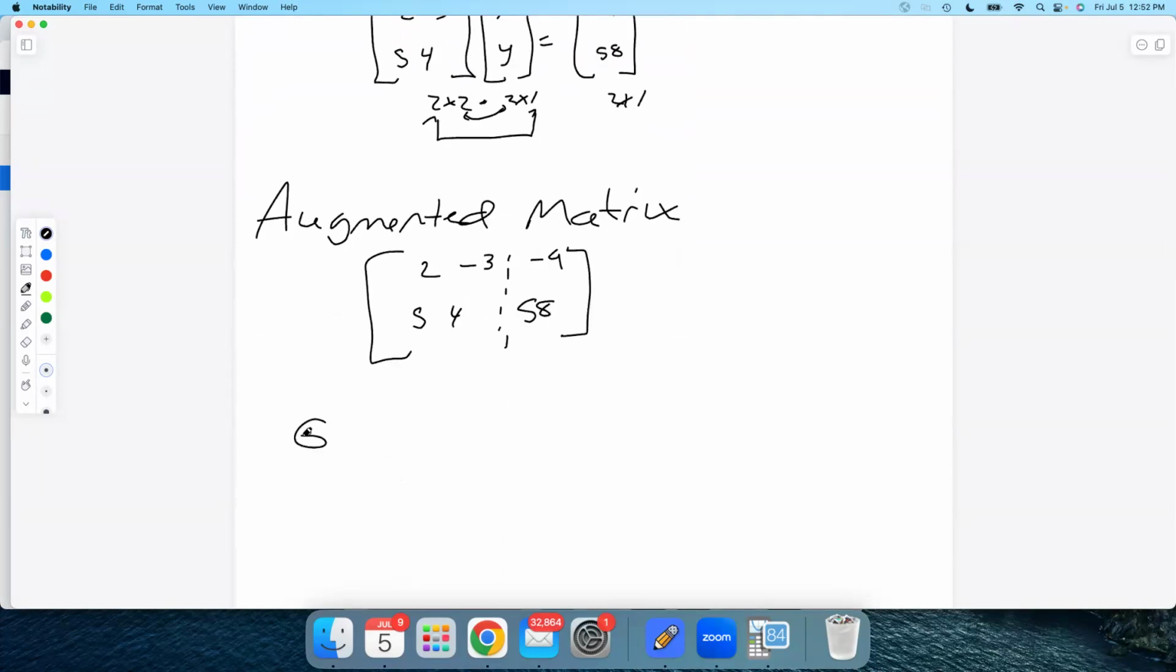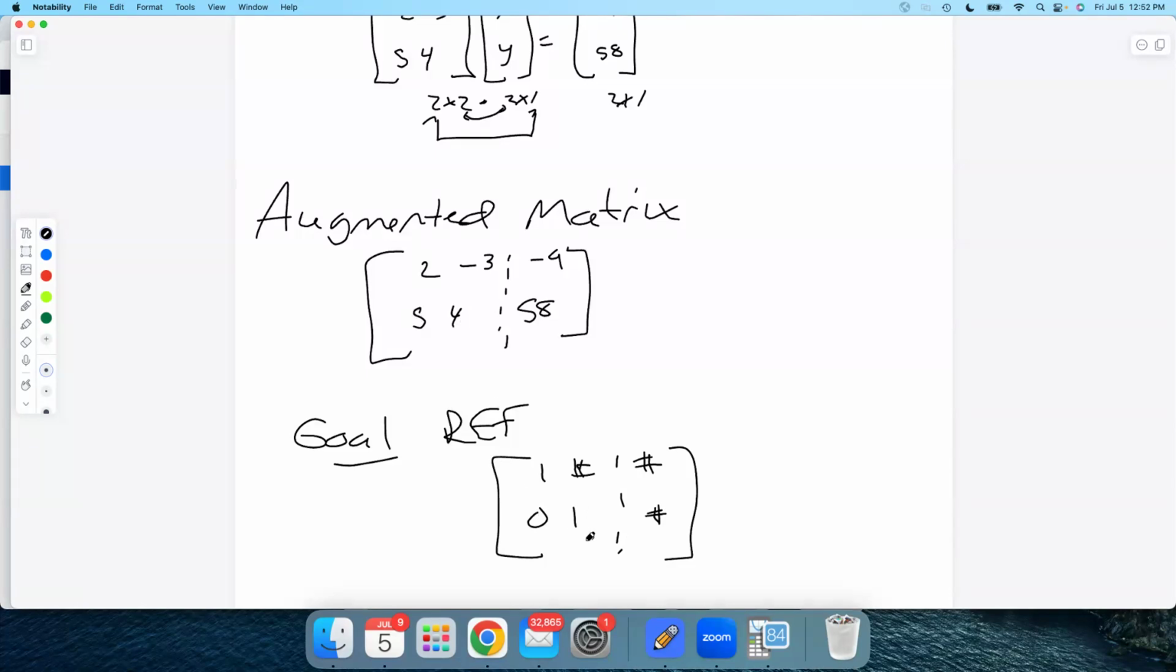Okay, now my goal for row echelon form is to turn this into what we call an upper triangular with ones along the main diagonal. So I want a 1, a 1, a 0, and some number here. And then I'll get 2 numbers here and here. This is my goal, to turn these into 1s and turn this into a 0. And then for fun, we'll take this a step further and get row reduced echelon form, where this is also a 0.